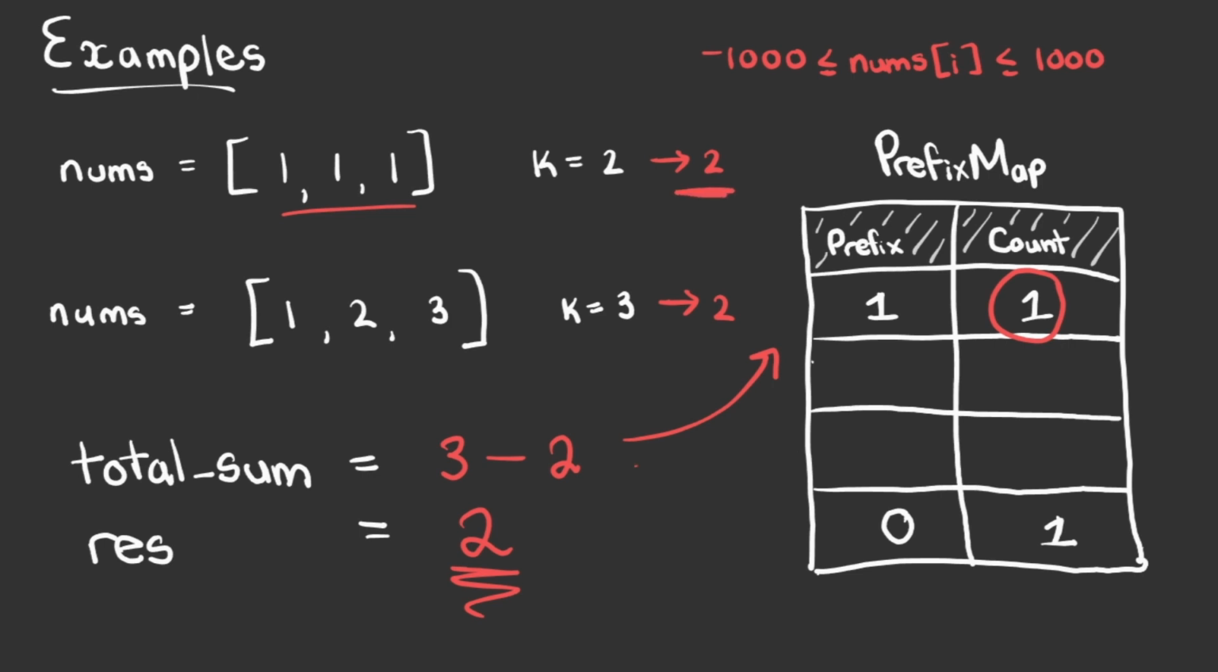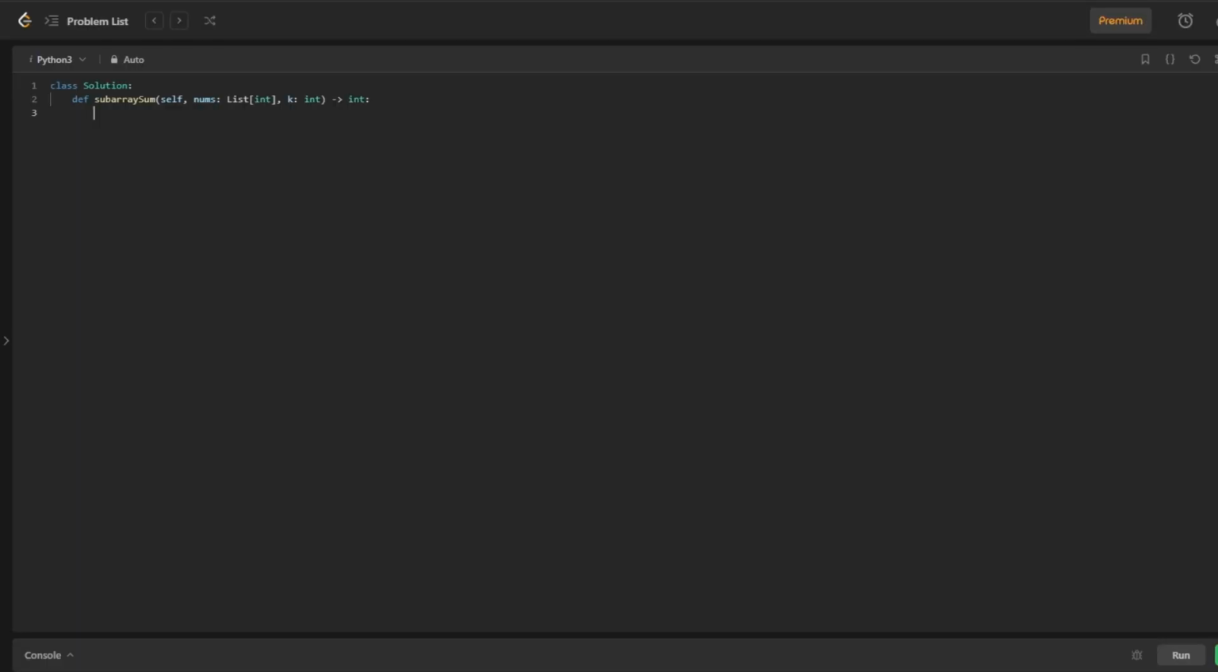So this algorithm is going to be running in a worst case of big O of n and have a space complexity of big O of n. The second example is very similar, so I suggest trying to fill out the prefix map before attempting to write the code. With that being said, we can go over to LeetCode and see how the code looks.